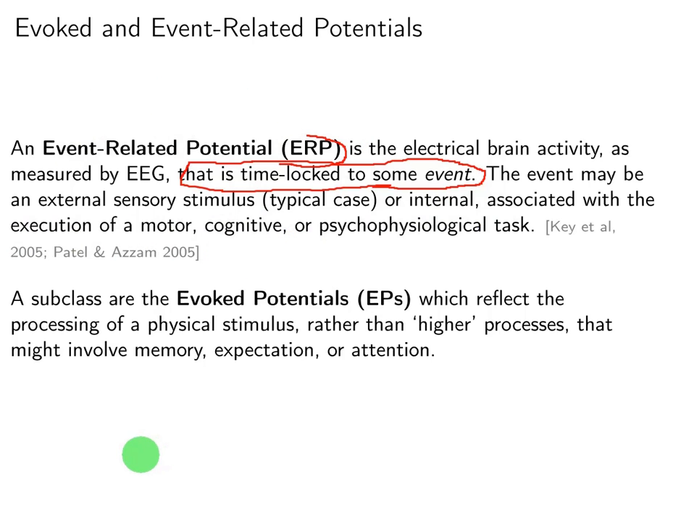A subclass of ERPs are called evoked potentials. They reflect the processing of a physical stimulus rather than any kind of higher processing in the brain that may involve memory, expectation, or attention. So evoked potentials usually reflect the processing of a physical stimulus.